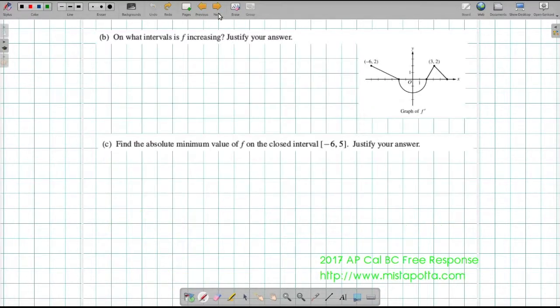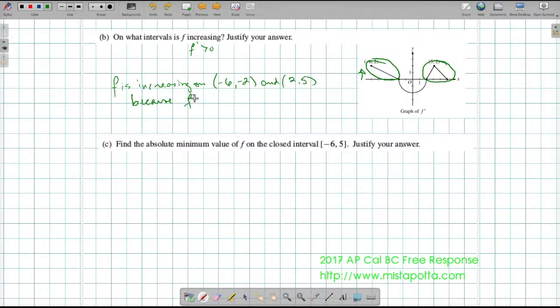So moving on to part B, it says, on what intervals is f increasing? Justify your answer. Keep in mind that f is going to increase whenever my derivative is greater than 0. So here f is increasing on the interval from -6 to -2 because this part of my graph lies above the x-axis, and from 2 to 5 because this part of my graph is above the x-axis. So because f prime is greater than 0. So I need to make sure I answer the question and I justify the answer.